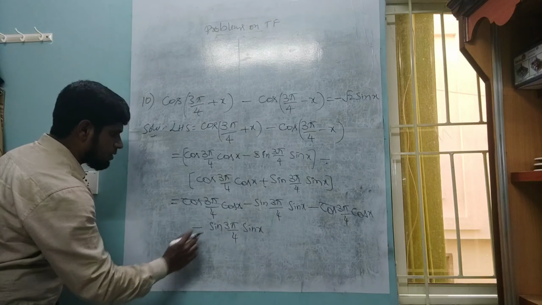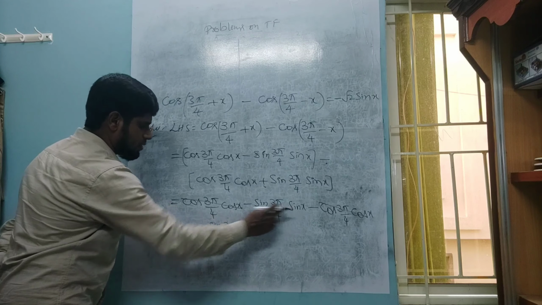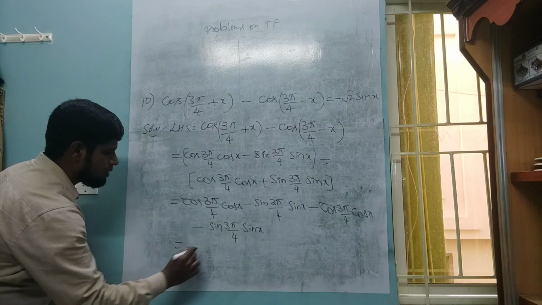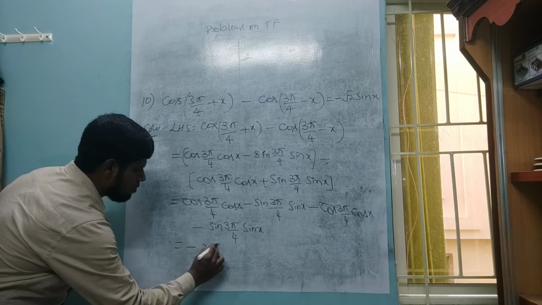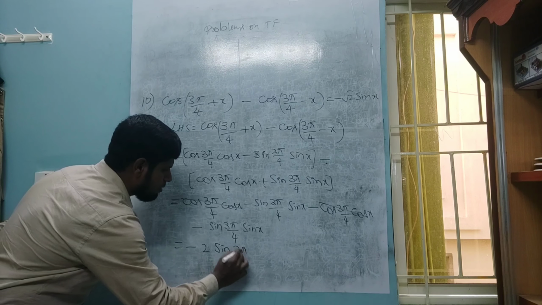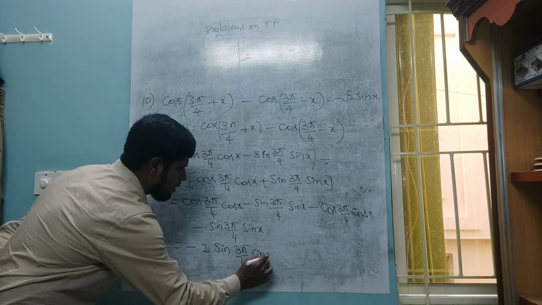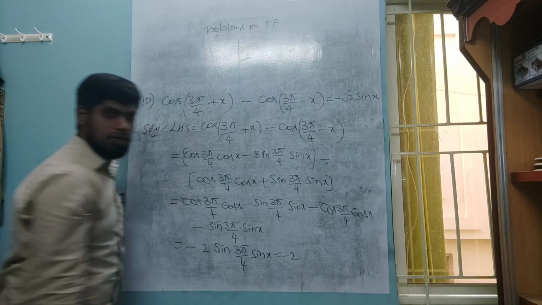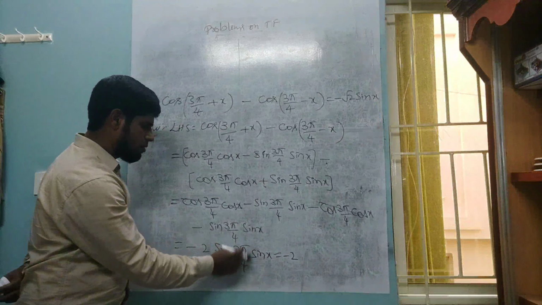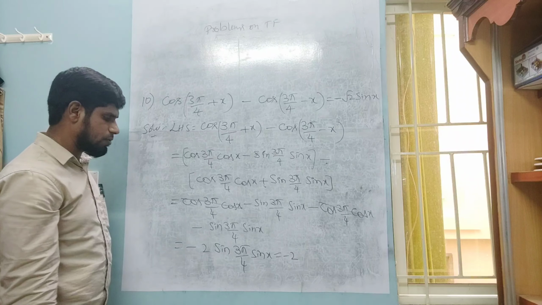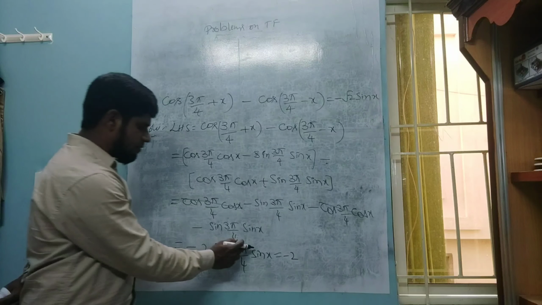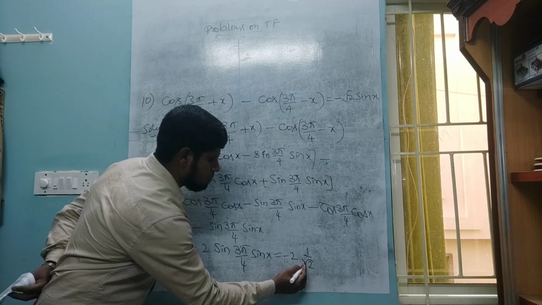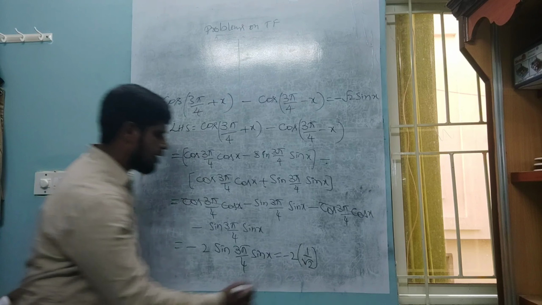So the left out part is minus sin 3 pi by 4 into sin x, minus sin 3 pi by 4 into sin x. So there are two of these, so it is minus 2 sin 3 pi by 4 into sin x. So student, this is minus 2 as it is, sin 3 pi by 4. Second quadrant, sin is positive. So its value is 1 by root 2. Then sin x as it is.